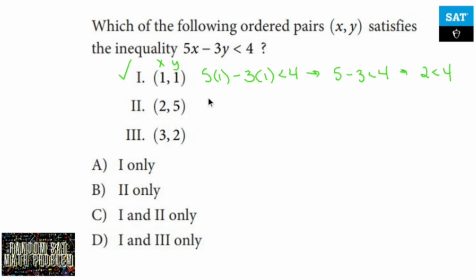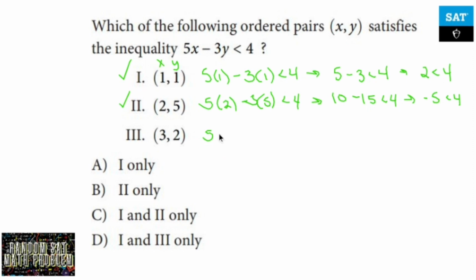Let's do it again. 5 times my x value, which is 2, minus 3 times my y value, which is 5, has to be less than 4. That becomes 10 minus 15 has to be less than 4. 10 minus 15 is negative 5. Negative 5 is less than 4. That works. And so I know my answer already, but you know what? We already started this. Let's keep going.